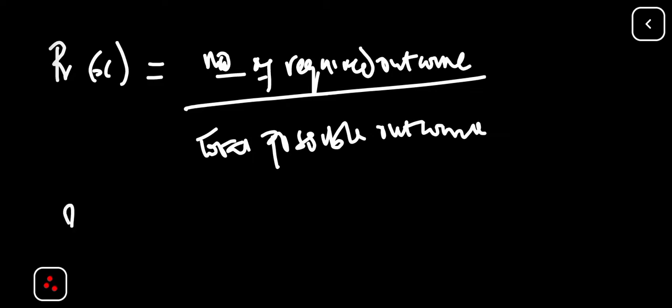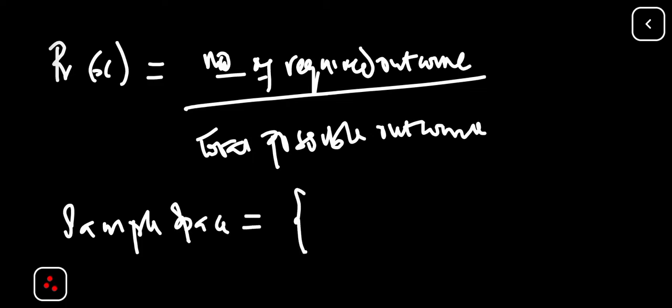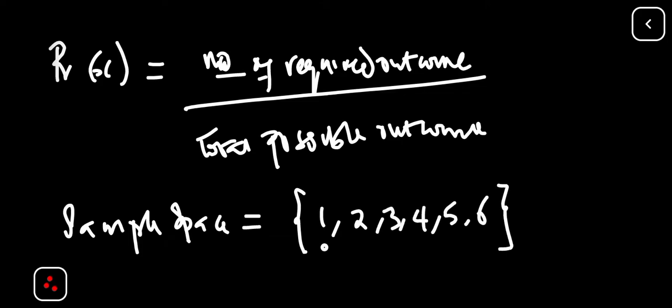Another thing you need to remember is what sample space is and how to work with it. A sample space is the set of elements of possible outcomes. Like for a die, it could be 1, 2, 3, 4, 5, 6. These are the possible outcomes and these are the elements. So that's for sample space.